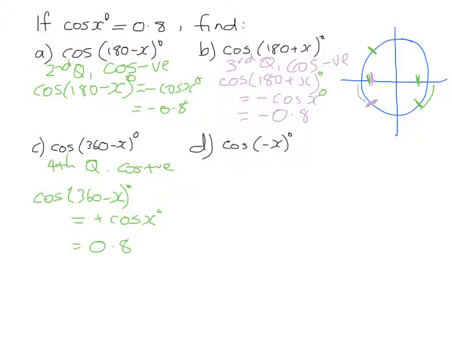And this fourth example, as we said before, negative x, it's a negative direction, so it's going to take us down again into the fourth quadrant, where cos is positive. So cos of negative x degrees will be equal to cos of x degrees, and that will just equal 0.8.